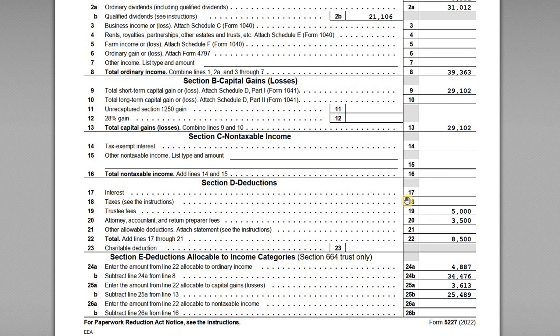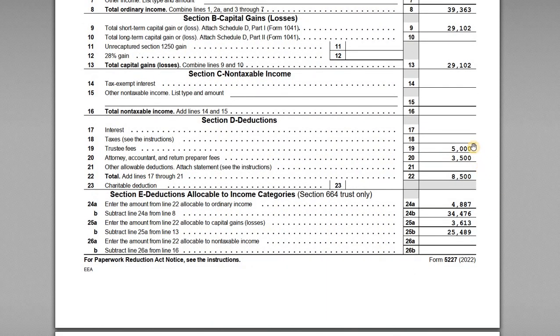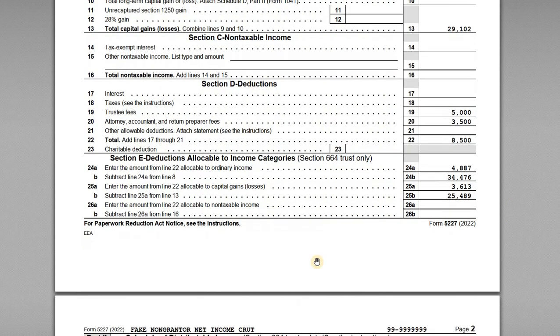Non-taxable income, we don't have any, right? So tax-exempt interest, that would be interest from municipal bonds, right? That's a classic example, right? So state or local municipal bonds are non-taxable at the federal level. And then here we have our deductions. So all of our trustee fees or attorney and accounting fees, and the total fees was $8,500.